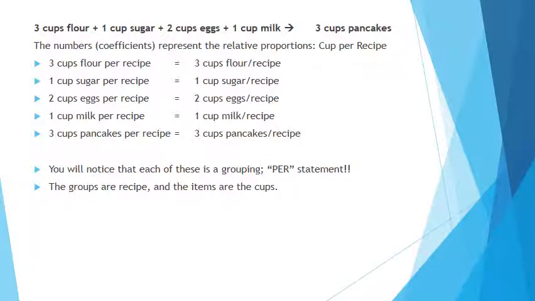All right, the numbers in front are the coefficients, and they represent relative proportions. In this case, cups per recipe. So in the recipe, you need 3 cups of flour, or you could write it like this: 1 cup of sugar per recipe, 2 cups, and so forth. Now notice you have a per statement. That means we have recipes as our group, and cups of pancakes as our items. So what we're doing is grouping our cups into recipes.